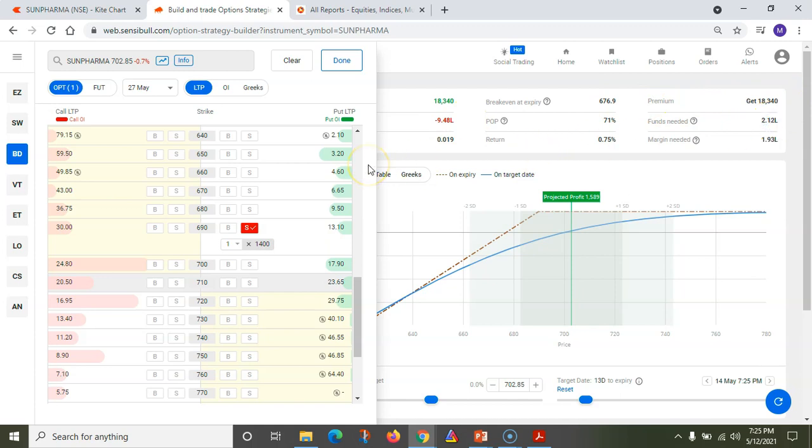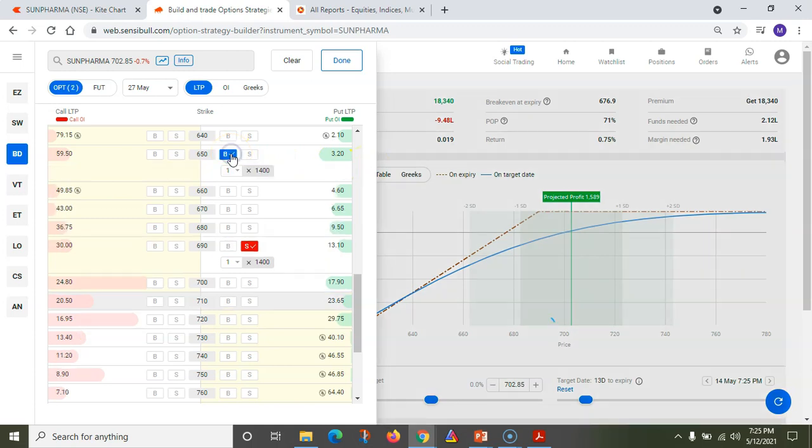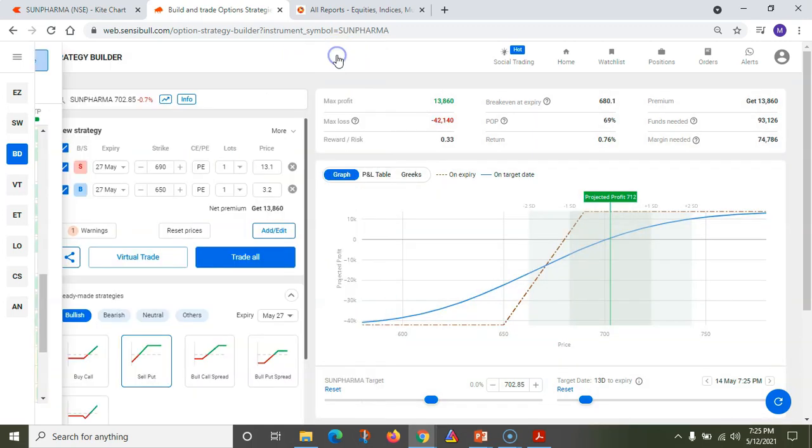So assume I am taking a cover here. I am taking a buy. My maximum profit reduced from 18,000 to 13,000, but my max loss also came down from 9 lakhs to 42 lakhs. The 9 lakhs is theoretical, you forget about that. Break even increased from 676 to 680 because I am paying 3 rupees to buy this put option.